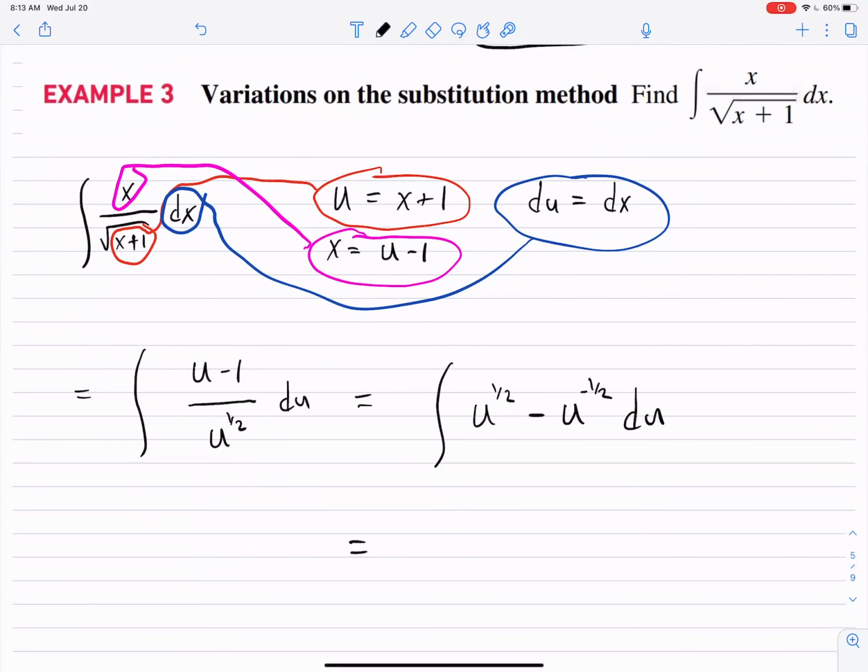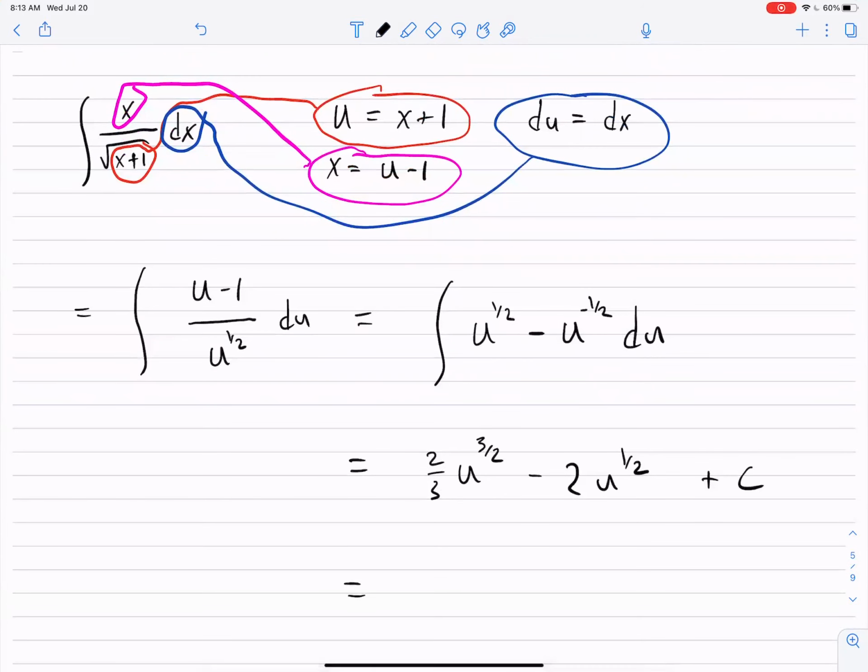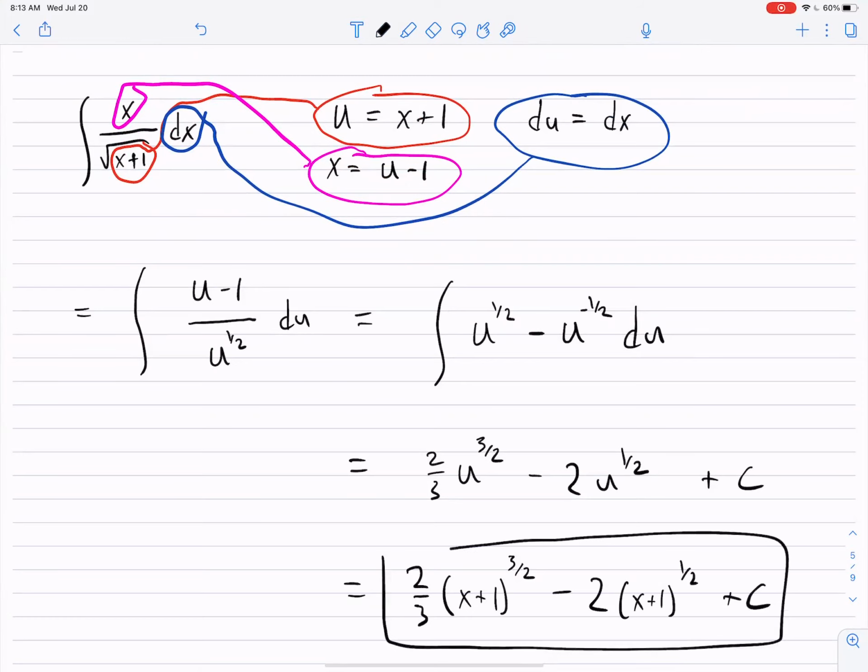And so this becomes 2/3 u to the 3/2 minus 2u to the 1/2 plus c. We're not quite done because we want our answer in terms of x. And so plugging in x plus 1 for u, you get 2/3 (x plus 1) to the 3/2 minus 2(x plus 1) to the 1/2 plus c. And that's our answer.